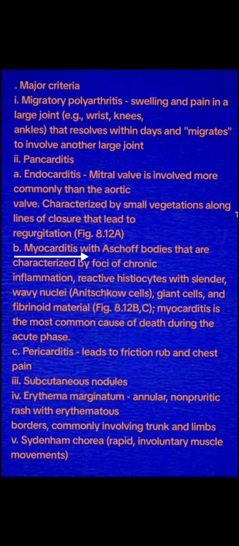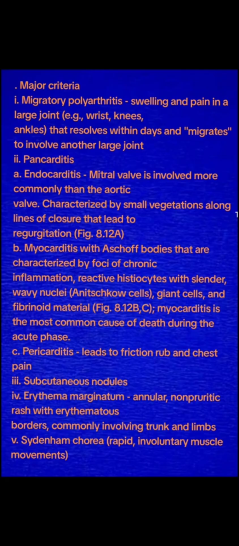Myocarditis. Myocarditis with Aschoff bodies is characterized by foci of chronic inflammation, reactive histiocytes with caterpillar wavy nuclei, Anitschkow cells, Aschoff giant cells, and fibrinoid material. Myocarditis is the most common cause of death during the acute phase. Pericarditis. Pericarditis leads to friction rub and chest pain.